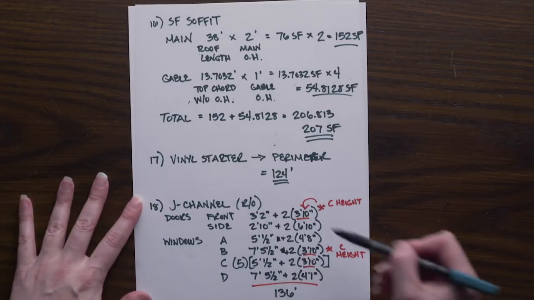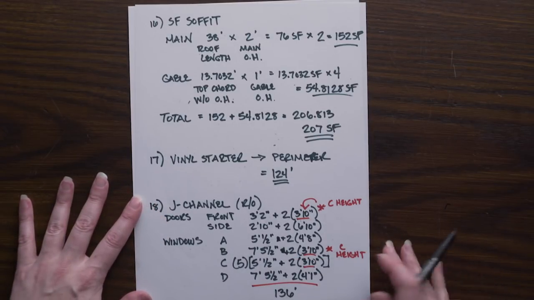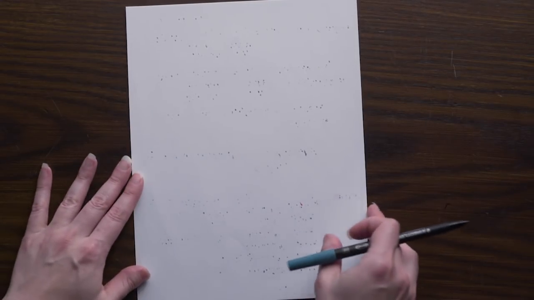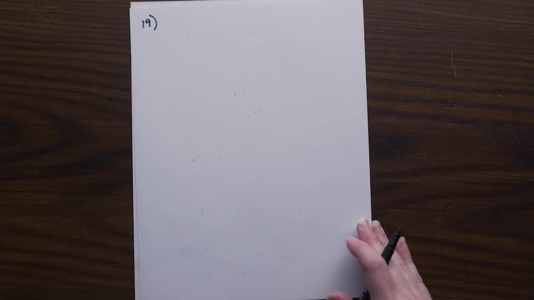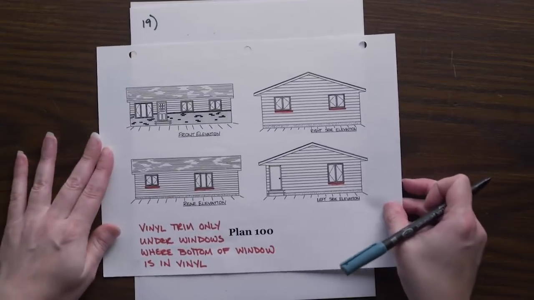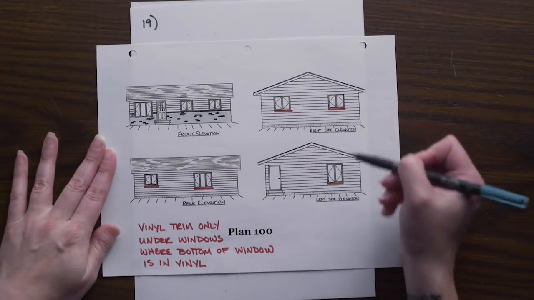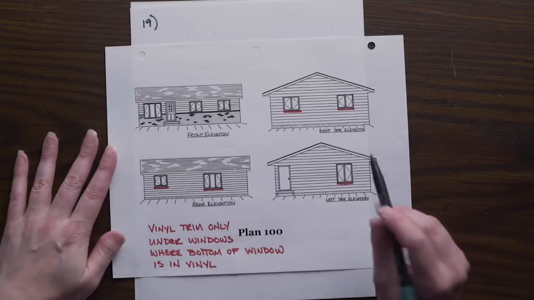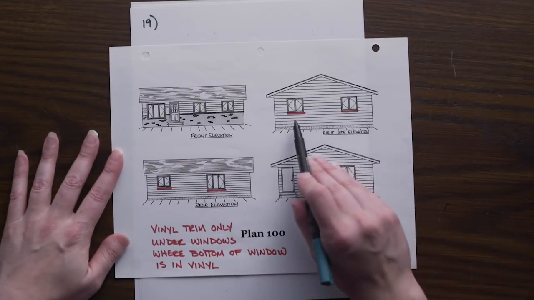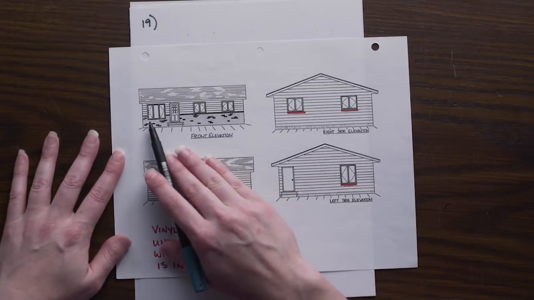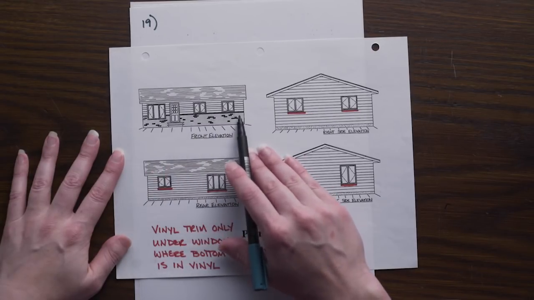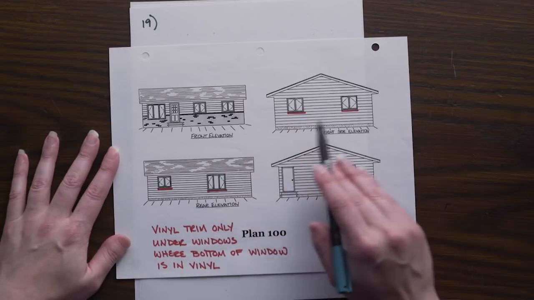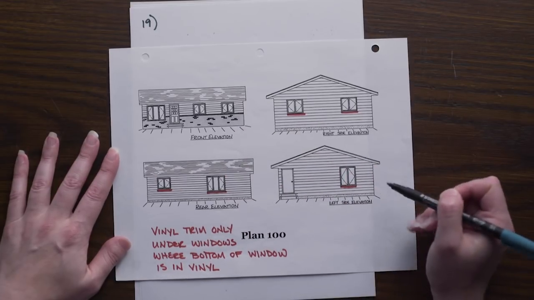So we've calculated the J channel that goes around the top and the sides of our windows. Now for number 19, we want to look at the bottom of our windows. So we're looking at the vinyl trim that will go below all of our windows. However, we're only going to do that in the windows that are in vinyl. So we have our B window here that is in brick, and the bottom of our C windows, they are sitting on top of that brick, so we aren't going to use this vinyl trim.